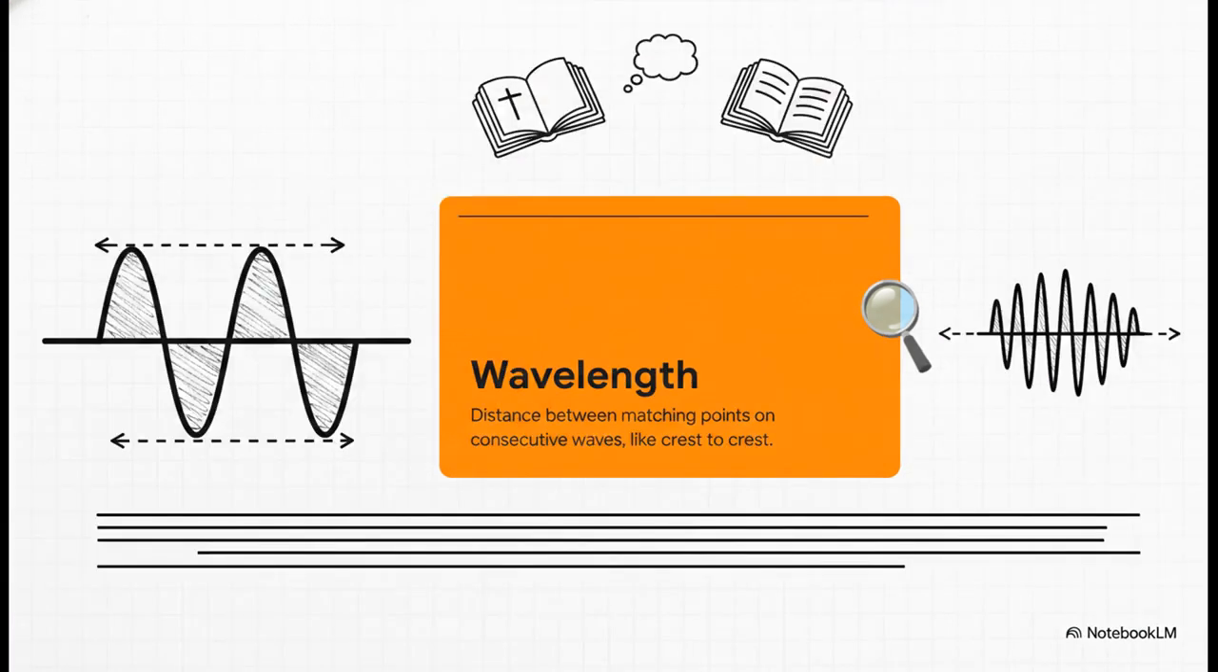Next, we've got wavelength. While amplitude measures up and down, wavelength measures side to side. It basically determines how stretched out a wave is. You measure it by finding the physical distance between two matching points on consecutive waves. Honestly, the easiest way to do this is just measuring from one crest directly to the next crest. If you have a really long wavelength, those waves are super stretched out. But if you have a short wavelength, they are packed tightly together.